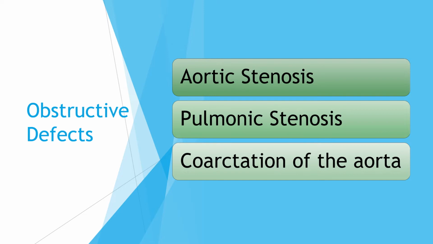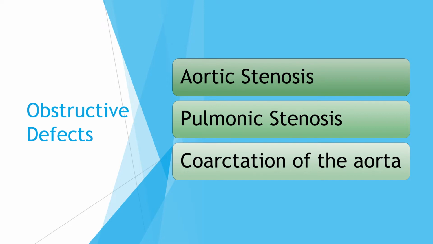Pulmonic stenosis, it's the same thing except on the other side of the heart. So the right ventricle will have to pump extra hard and work extra hard to pump blood through the pulmonic valve because the orifice is so small because of the stenosis, to try to get oxygenated blood back to the body. And coarctation of the aorta is a very narrowed constriction of the aorta.